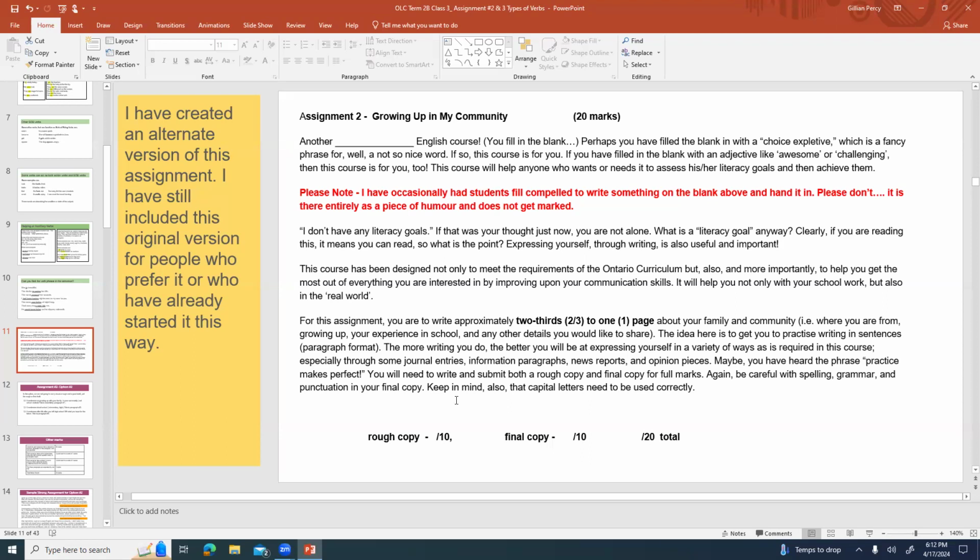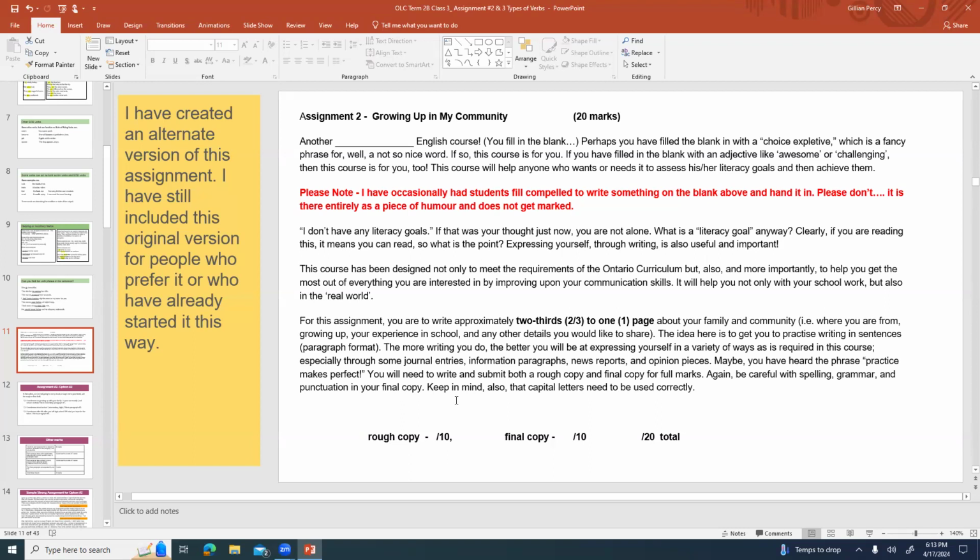For this original assignment, you are to write approximately 2/3 to 1 page about your family and your community, where you're from, growing up, your experience in school, and any other details you'd like to share. The idea here is to get you to practice writing in sentences or paragraph format. The more writing you do, the better you'll be at expressing yourself in a variety of ways as is required in this course, especially through some journal entries, information paragraphs, news reports, and opinion pieces. Maybe you've heard the phrase, practice makes perfect.